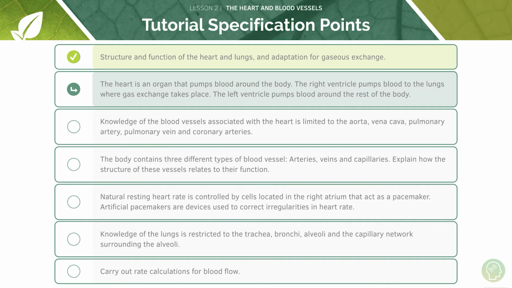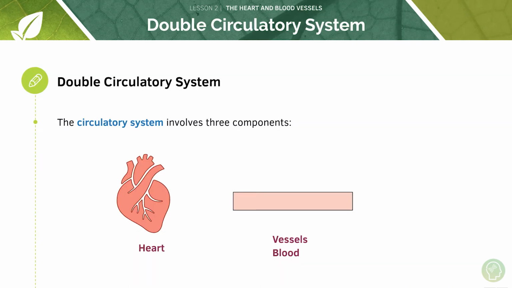So now let's take a look into the circulatory system. You may have heard the circulatory system being described as a double circulatory system, and this is because blood passes through the heart twice for every complete circuit of the body. Now, the circulatory system is formed of the heart, the vessels, and the blood.